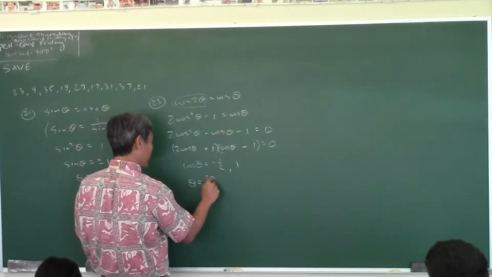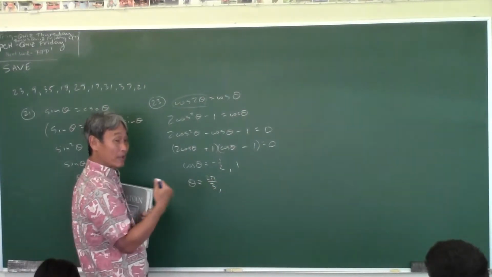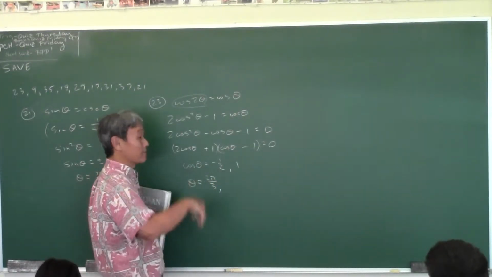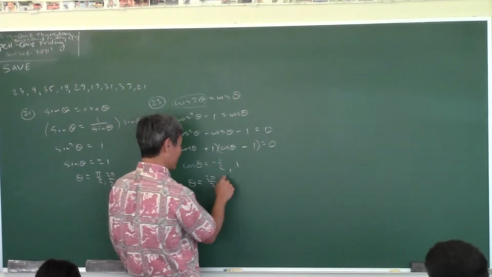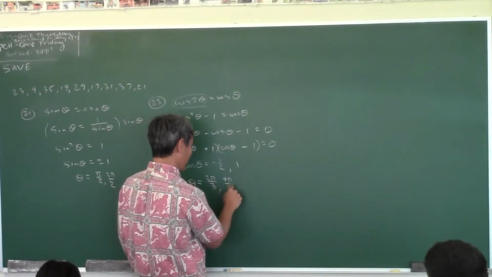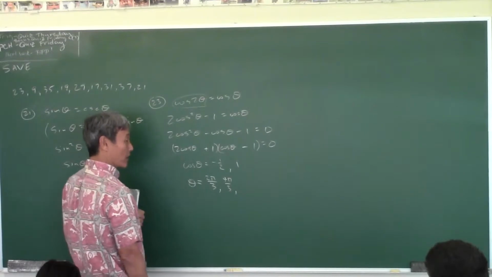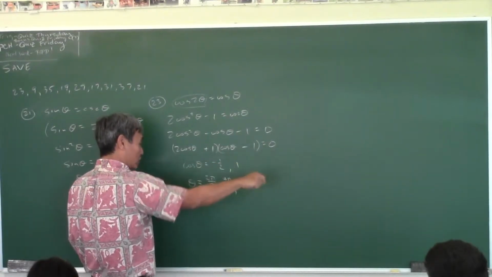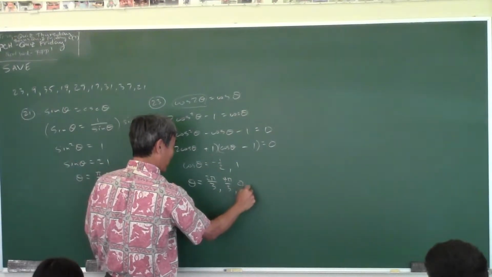2 pi over 3. This is why we have the speed quiz, because when you get to this step, you can just write down the answers already, right? 4 pi over 3. And cosine of what angle is 1? 0. Oh, it's not 0. Yeah, 0. And 2 pi.